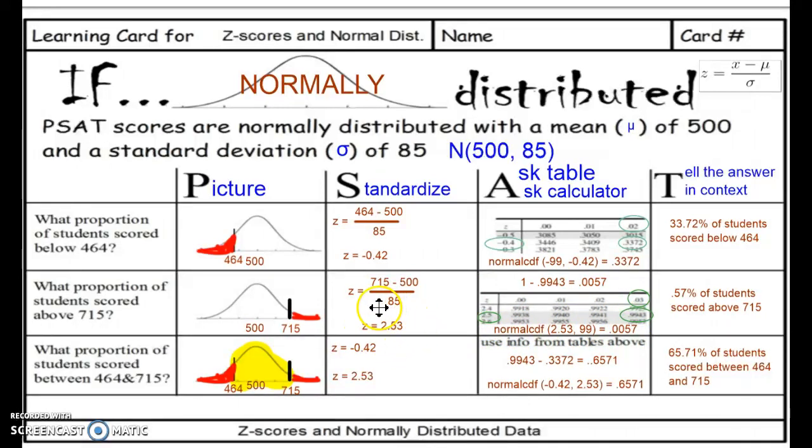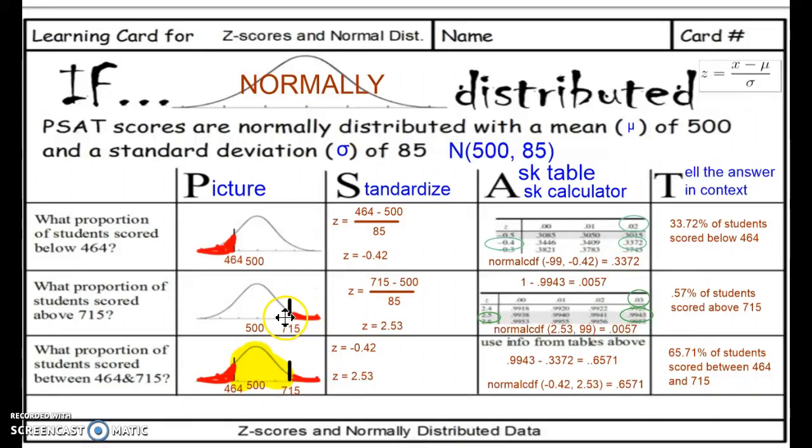My z-score is 2.53. So if I look at the table, I'm going to go to 2.5 and then 0.03, and where the two cross is 0.9943. So that's 99.43%. Well, if you look at your picture, this shaded area in red is obviously not 99.43% of all the data.